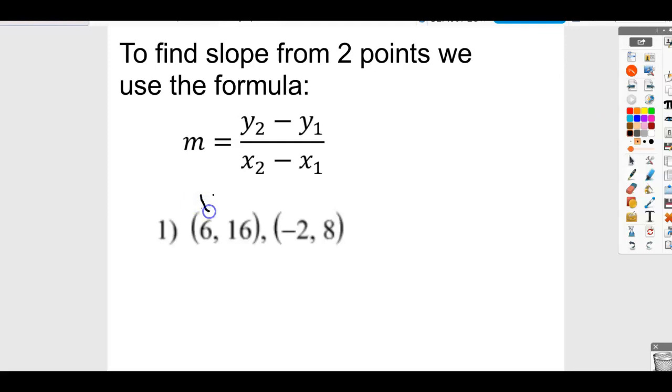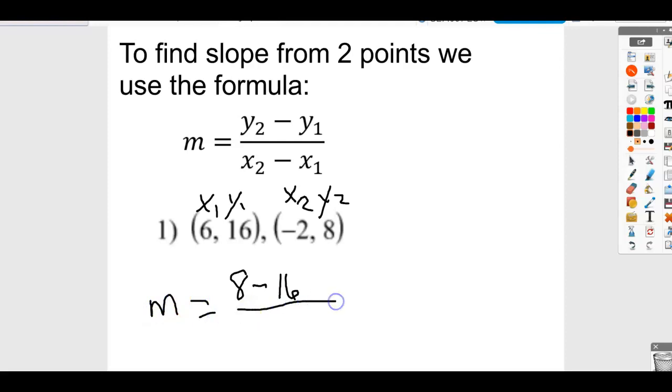So you can label, this is x1, y1, x2, y2, and you would do 8 minus 16 divided by negative 2 minus 6. That will give you negative 8 divided by negative 8, which equals 1. That would be the slope of this line.